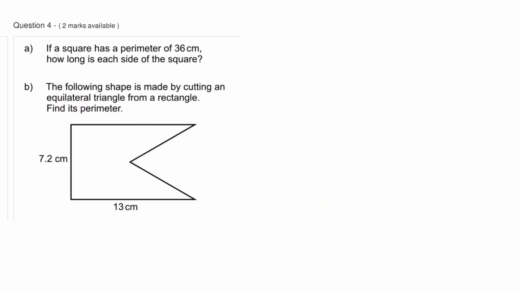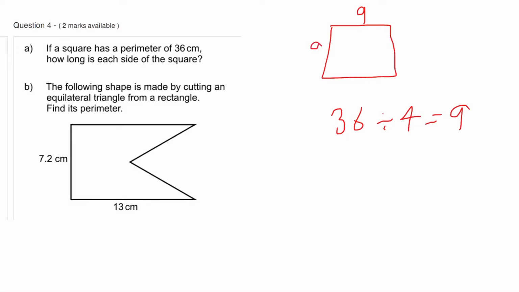Now moving on to question 4. Looking at the first part, you are told if a square has a perimeter of 36 centimeters, how long is each side of the square? So we've got a square. The fact that we know about a square is that all the sides are equal. So you've got 4 sides of a square and you want all of those sides to add up to 36. So you have 36 divided by 4, which will give you 9. So meaning each side will equal 9 centimeters.